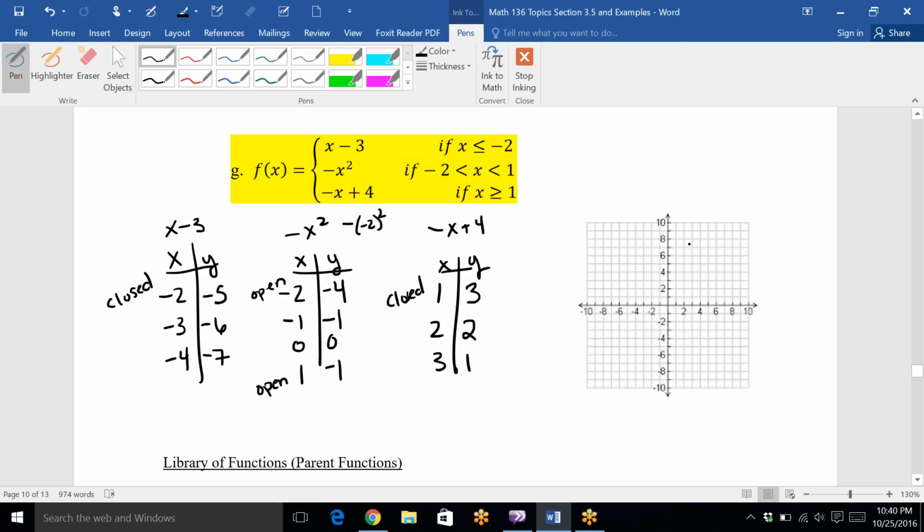So for this first one, we have a closed circle at -2, -5. So that's a closed circle. It does not want to graph these closed circles. And then we need some other points plotted. So -3, -6, and -4, -7. And this keeps going back to -infinity forever. So you notice you get a line with a closed circle as its endpoint.